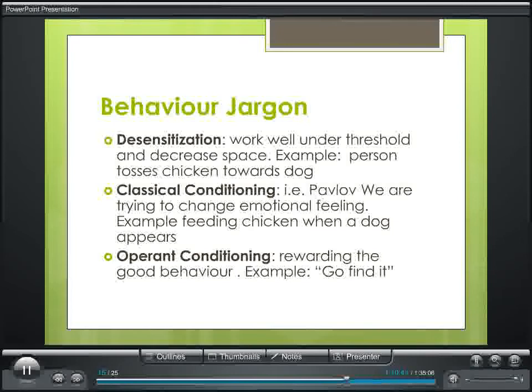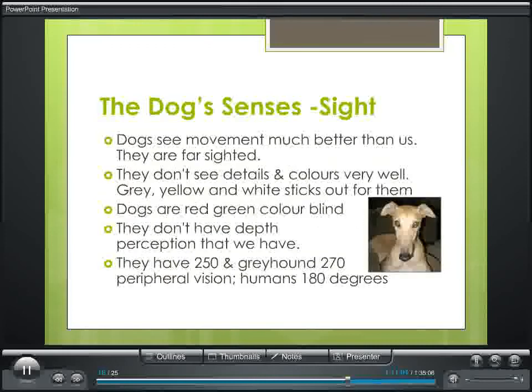Operant conditioning is basically teaching the dog a behavior and then rewarding him for doing it so that it's likely to be repeated. For example, we could teach our dog to sit for greetings and therefore he no longer jumps on people. So basically we cue the behavior, the dog gives the behavior, and we reward the behavior or reinforce it. Okay, we're going to quickly discuss the dog's senses.